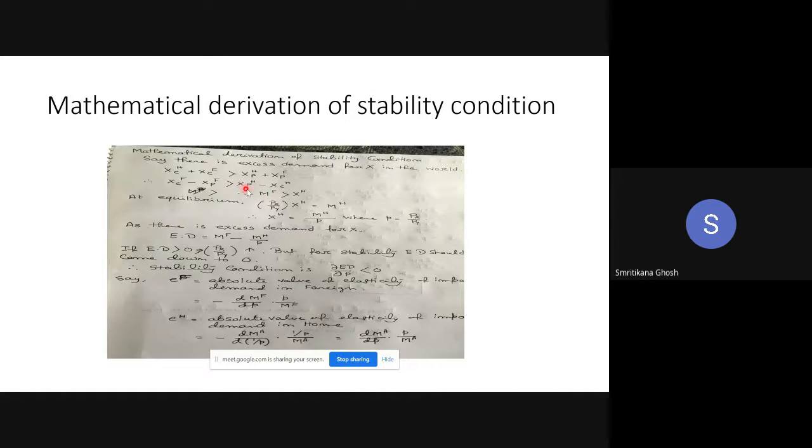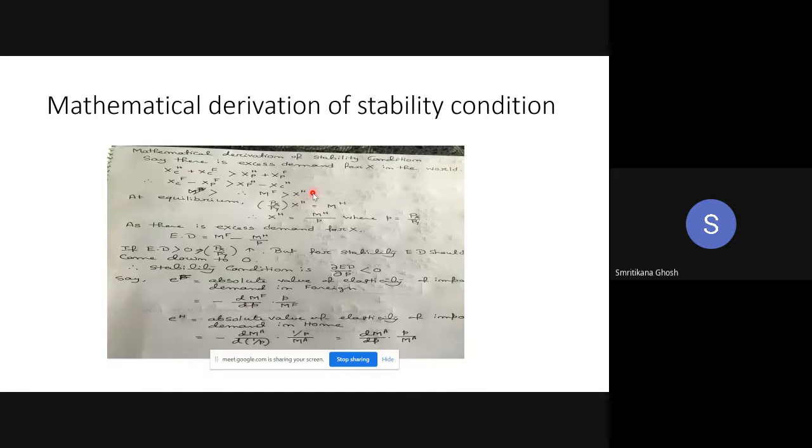And XPH minus XCH, that means production minus consumption of the home country. This is export of the home country. So you are getting import of the foreign country is greater than export of the home country. Okay. Why are we getting this? Because we assume that there is excess demand for X in the world. From that assumption, we are getting this simple inequality that import of F is greater than export of home.